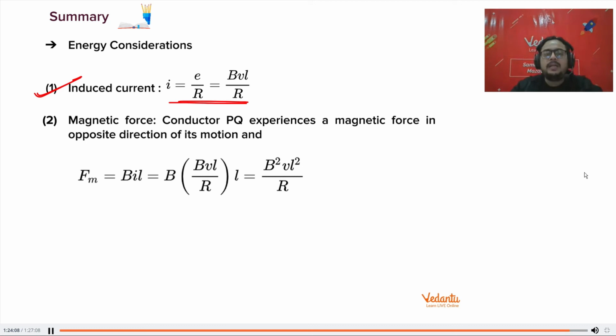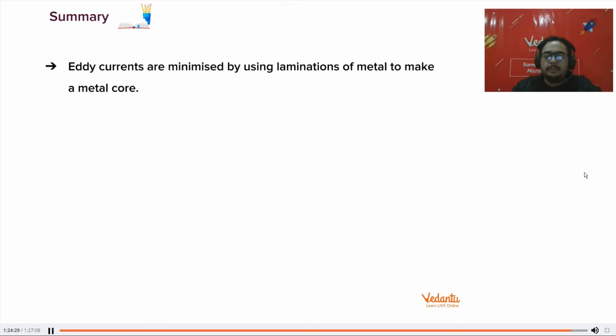We have studied the formula for current in a rod, magnetic force on a moving charged particle. Yes, eddy currents are bad things. They cause energy loss. That is why you were trying to laminate and minimize it, na? Yeah, Nishant, we are hoping only for 100%. It never happens. Okay. And eddy currents can be minimized using laminations of metals to make a metallic core.